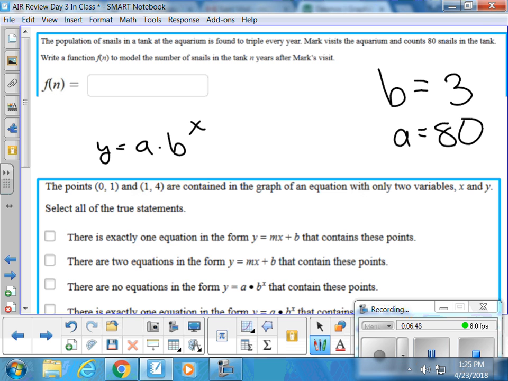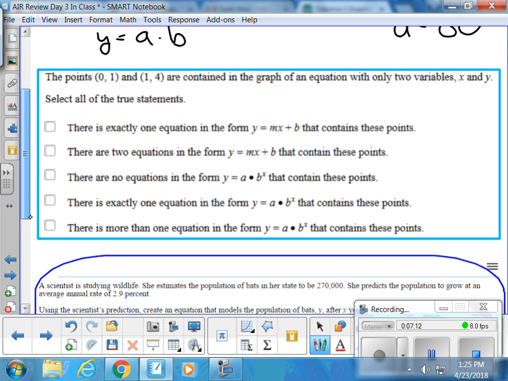So f of n is basically going to be our y. The 80 is going to be our a, because that's how many snails we're starting with. The 3 is going to be our b, that's our growth factor. And then our exponent for number of years is going to be an n, because they flat out said use an n for years after Mark's visit. Does that make sense? All right, let's scroll down to the next one.